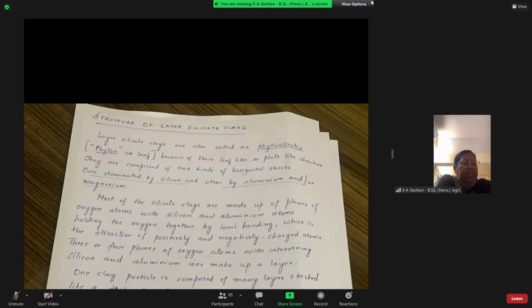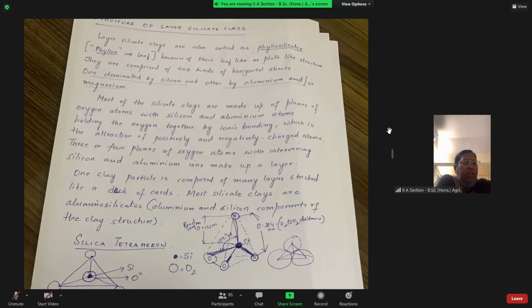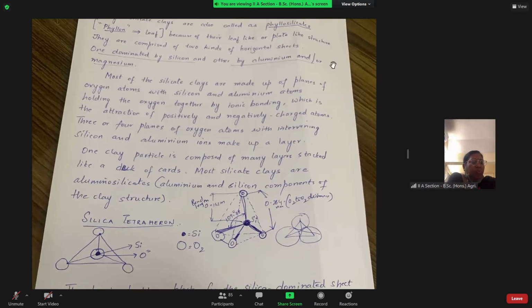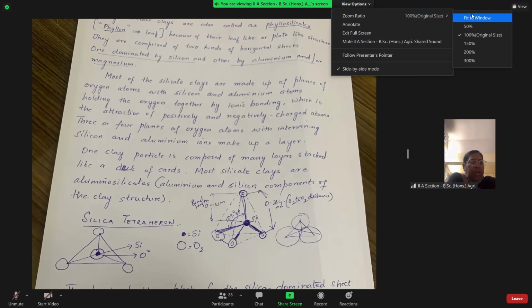Therein, it attracts the positive and negative charged atoms. Like this, 3-4 planes of oxygen atoms with intervening silicon and aluminum ions make up one layer. So one layer means one silicon layer, one aluminum layer. See, the diagram also I have drawn.